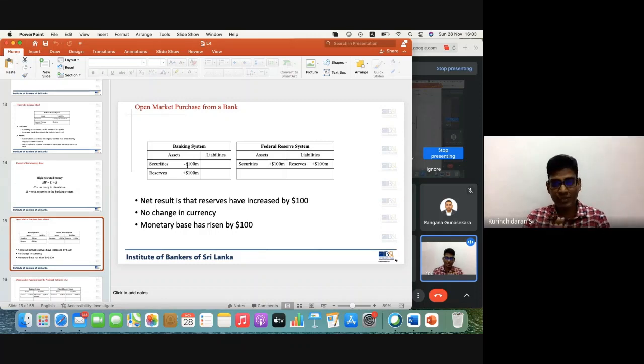Let's assume government securities, right? The bank is going to give them to the central bank. So the bank is going to lose 100 million in securities. How is the central bank going to pay? The central bank will credit that 100 million to the reserve account of that bank.